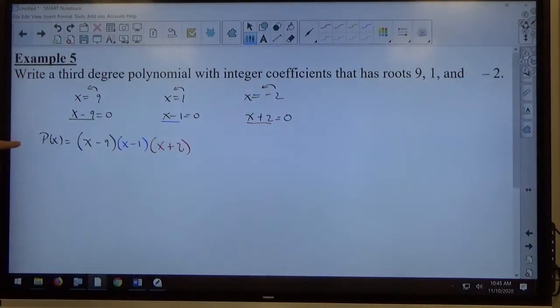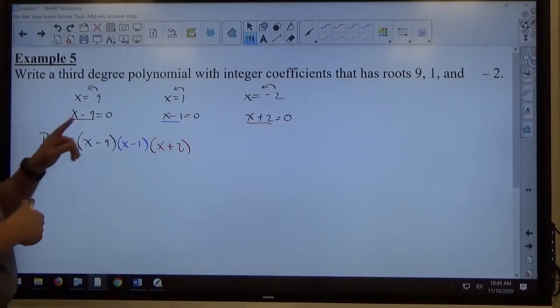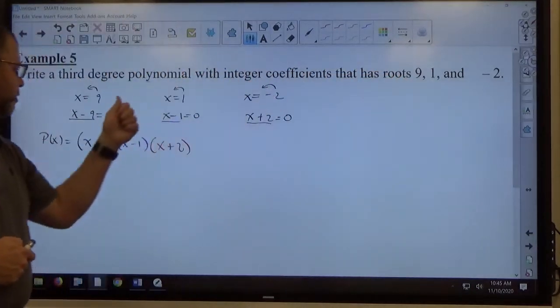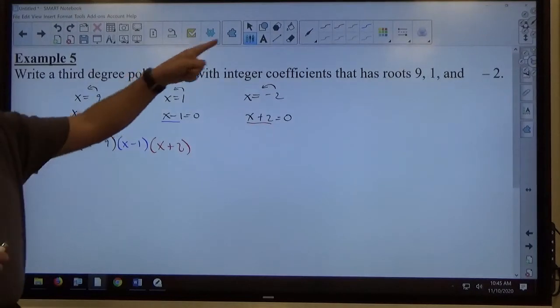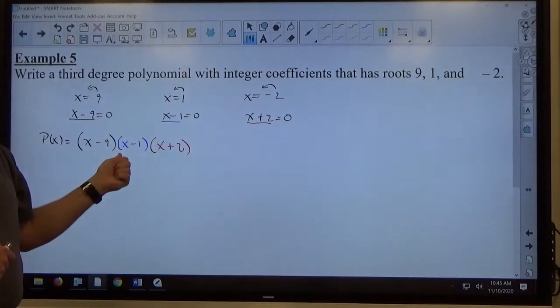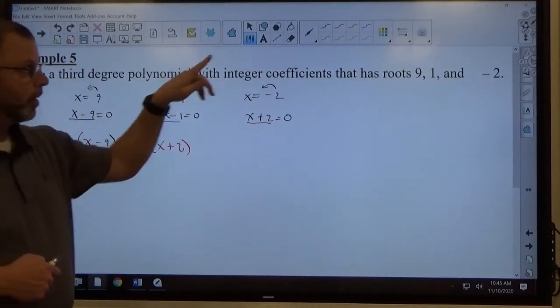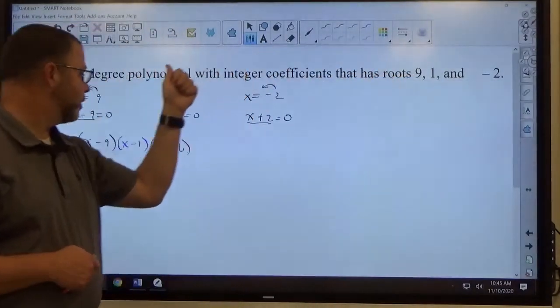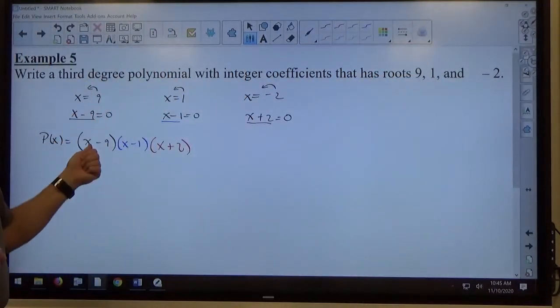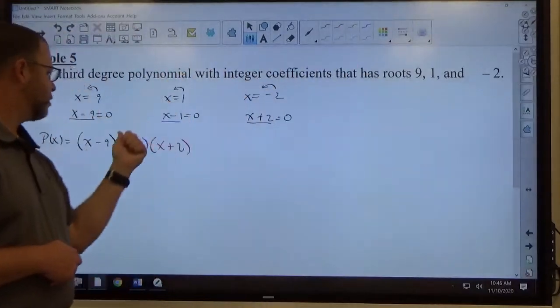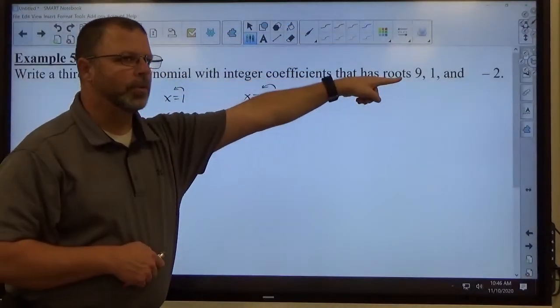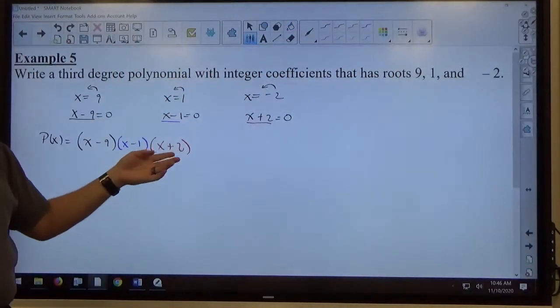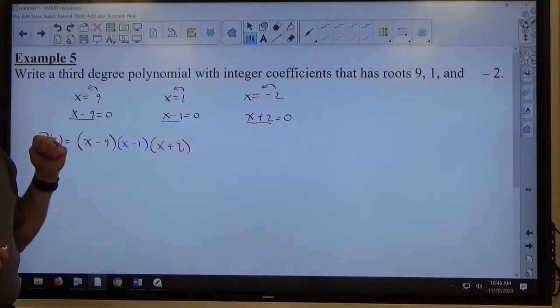Okay. The end result, going from there directly to here, is you said to do x minus each answer. So if 9 is an answer, x minus 9 is a factor. If 1 is an answer, x minus 1 is a factor. Sorry, I said root. 9 is a root, x minus 9 is a factor. 1's a root, x minus 1's a factor. Negative 2, so x minus negative 2, better known as x plus 2, is a factor.